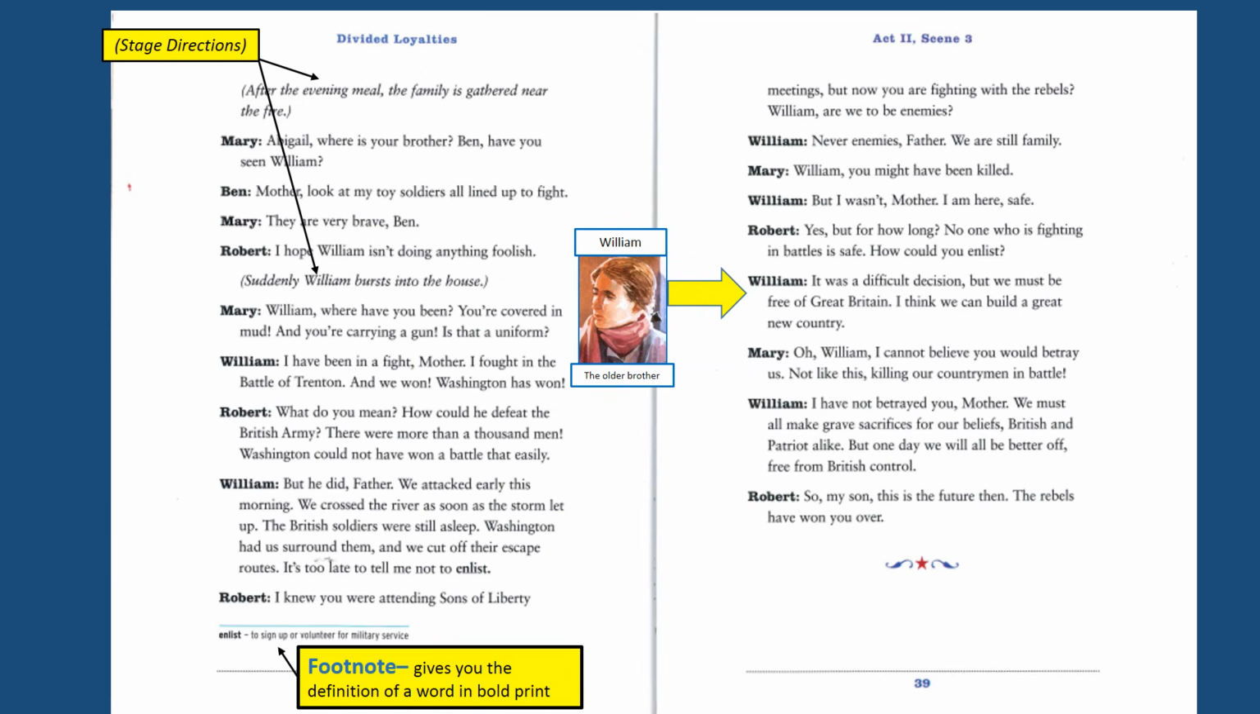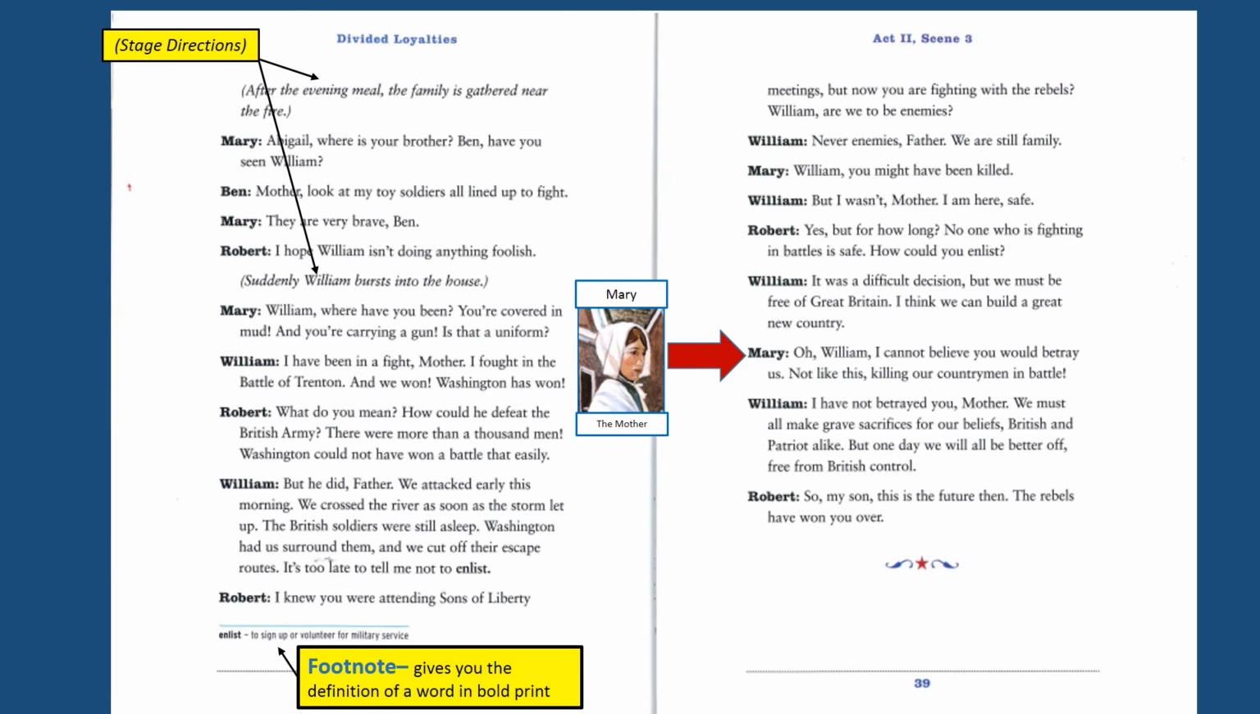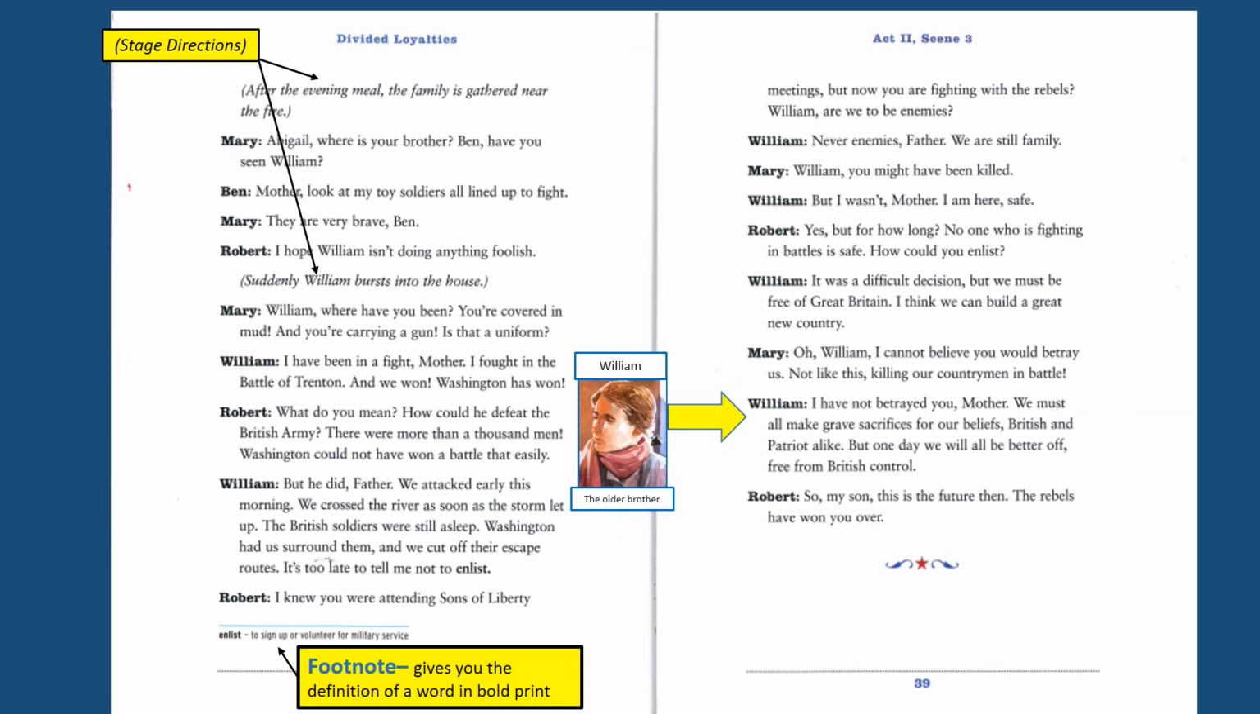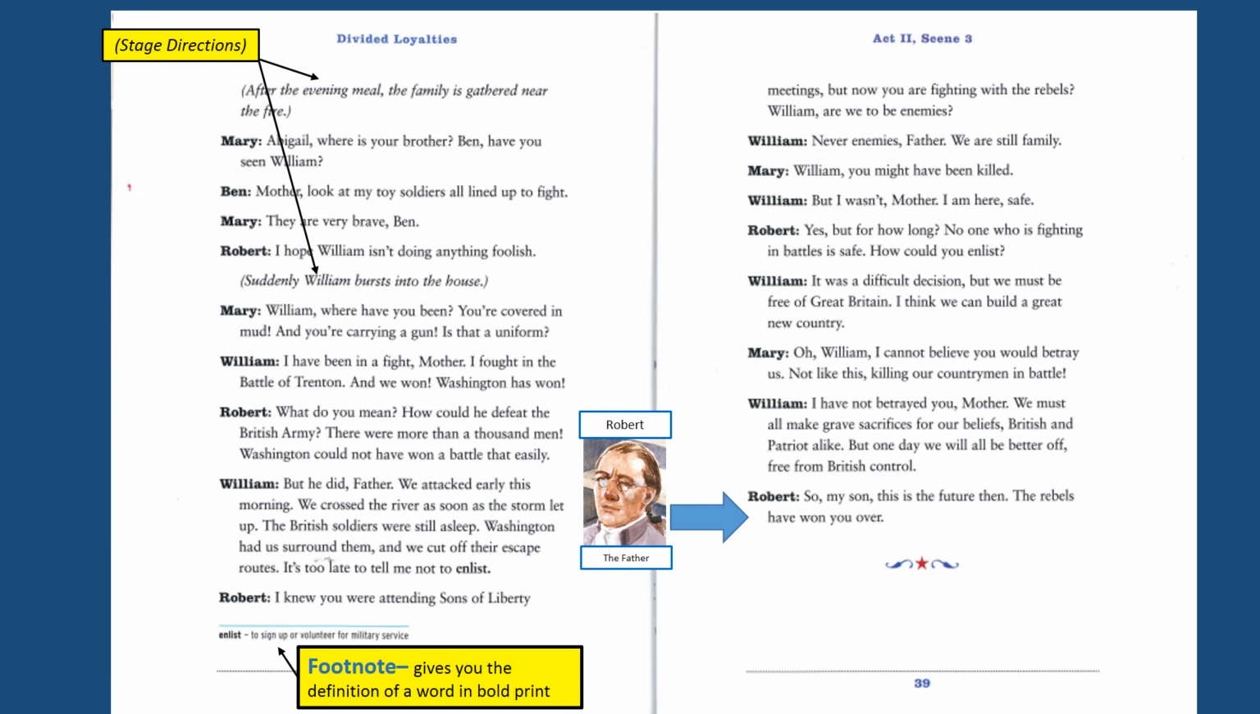I think we can build a great new country. Oh, William, I cannot believe you would betray us. Not like this, killing our countrymen in battle. I have not betrayed you, Mother. We must all make grave sacrifices for our beliefs, British and Patriot alike. But one day we will all be better off, free from British control. So, my son, this is the future then. The rebels have won you over.